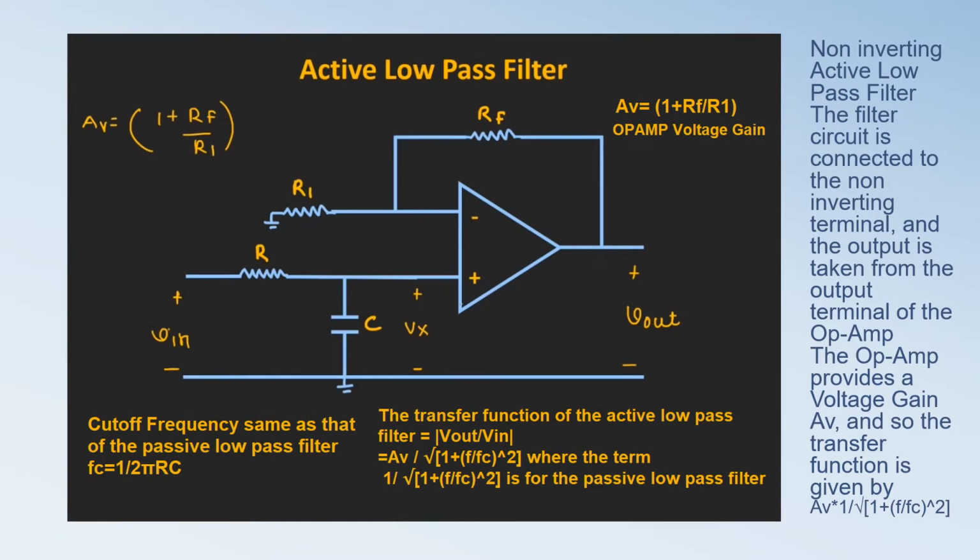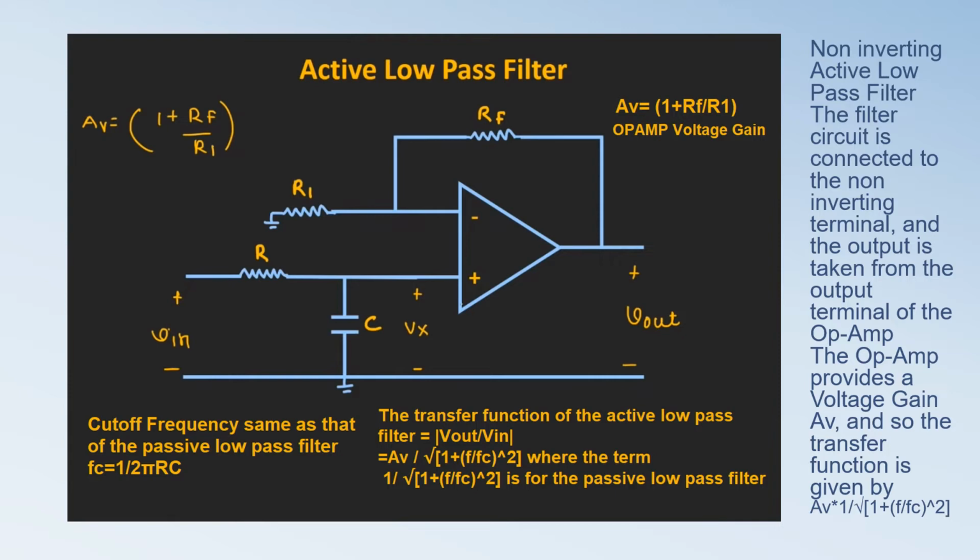First, we realize the non-inverting active low-pass filter. The filter circuit is connected to the non-inverting terminal of the op-amp and output is taken from the output terminal of the op-amp. The op-amp provides a voltage gain AV depending upon the values of Rf and R1, which is given by 1 plus Rf by R1, and so the net transfer function is given by multiplying the voltage gain of the op-amp with the voltage gain of the RC low-pass filter. It is given by AV into 1 upon root 1 plus (f by fc) whole squared.